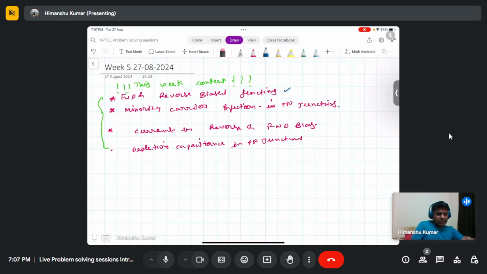Next, it was the current equation in reverse bias and forward bias, and how the depletion capacitance forms in a p-n junction.